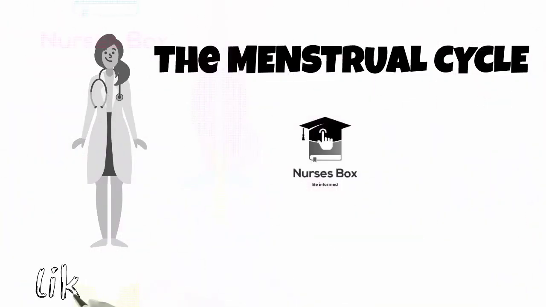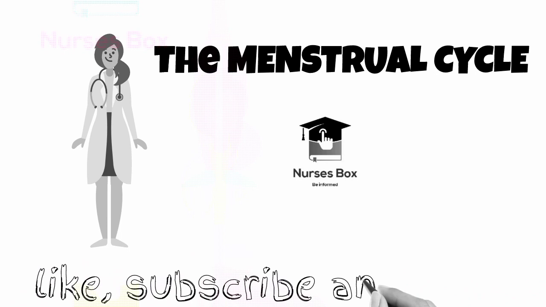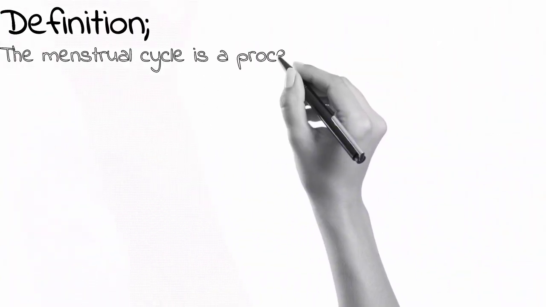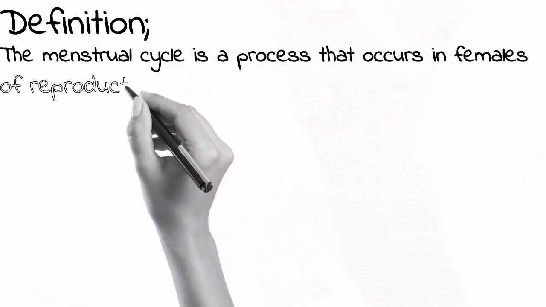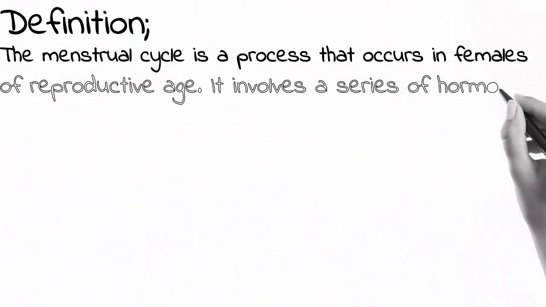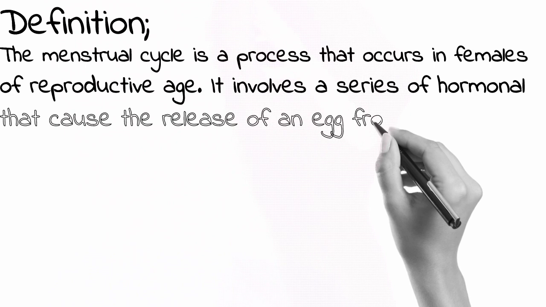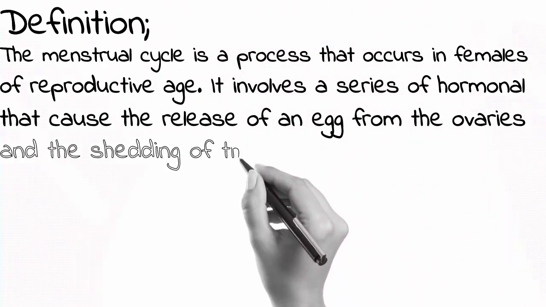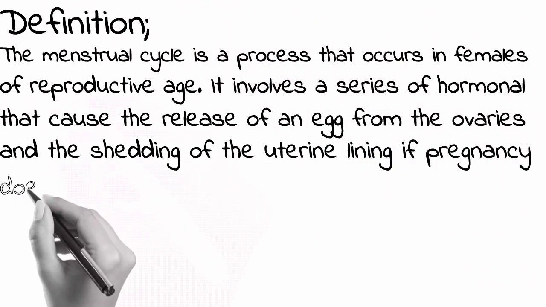Welcome to our video lecture on menstrual cycle. The menstrual cycle is a process that occurs in females of reproductive age. It involves a series of hormonal changes that cause the release of an egg from the ovaries and the shedding of the uterine lining if pregnancy does not occur. The average duration of menses is between 3 to 8 days.